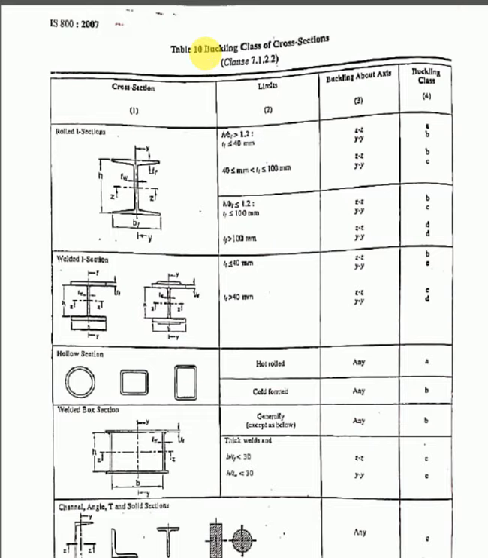Next, let's see what the buckling class is from Table 10 of the IS code. See, this is your single angle section. For this, the buckling class is always C.